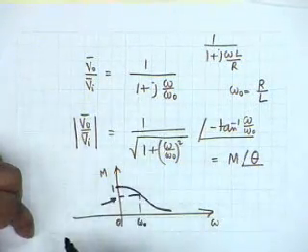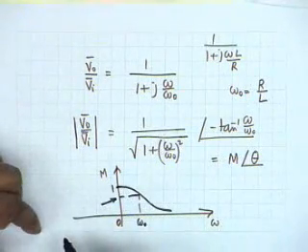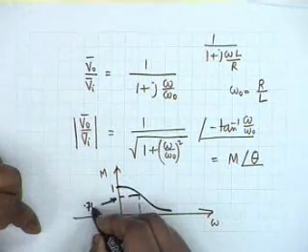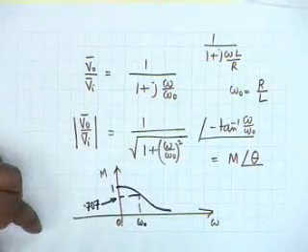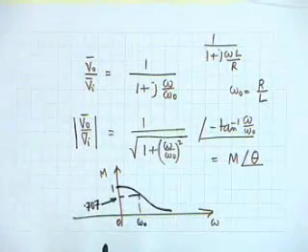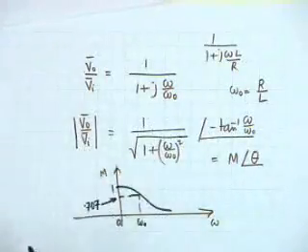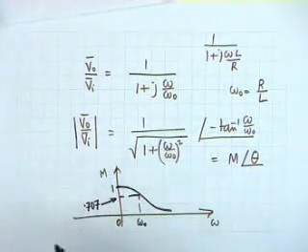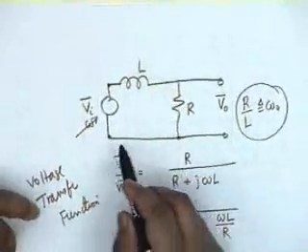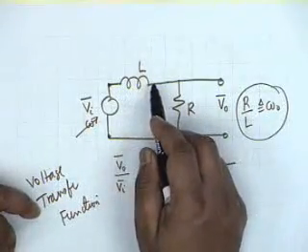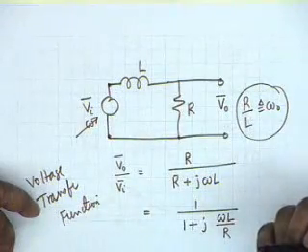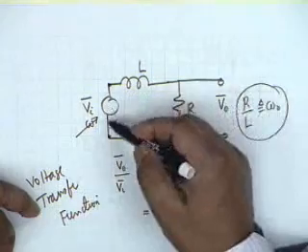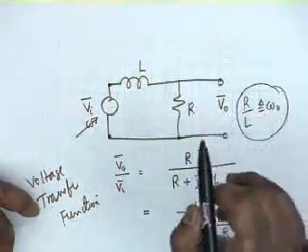What would be the magnitude? 1 by root 2, which is 0.707. So, the voltage output, let's look at the circuit now. At DC, at omega equal to 0, the ratio of the two quantities, magnitudes, is 1, which is quite amenable to reason, because at DC, this L behaves as a short circuit. So, the total voltage is dropped across R. Agreed? So, the voltage across R is the same as the input voltage, or the ratio is 1.